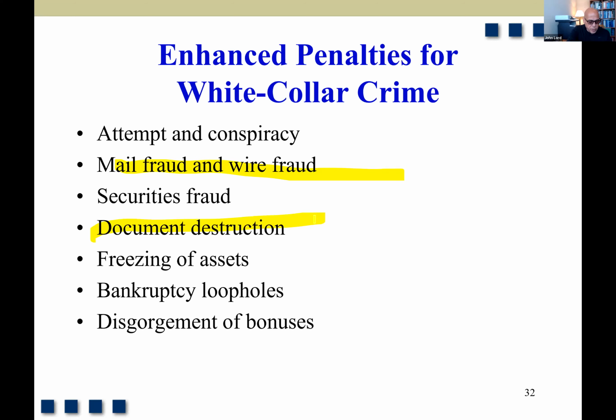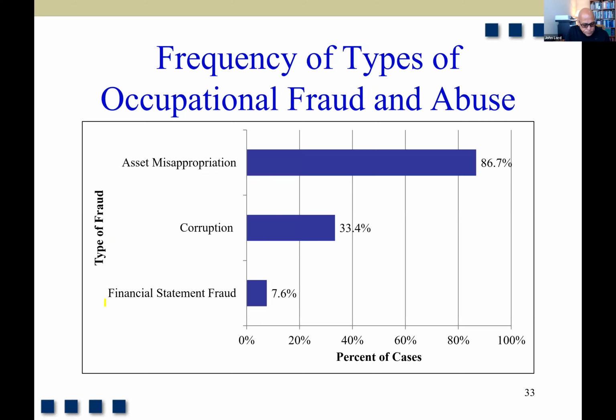Okay. Enhanced penalties, okay, for different crimes, mail fraud, document destruction. Again, that was a big deal with the Enron case, etc. Okay, disgorgement of bonuses. Disgorgement means we're going to take the money from you that you got because of a certain performance that you were fraudulent about. We're going to actually make you give that money back. Okay, they call that ill-gotten gains, and you'd have to get that back.